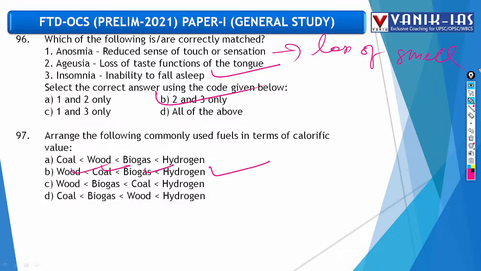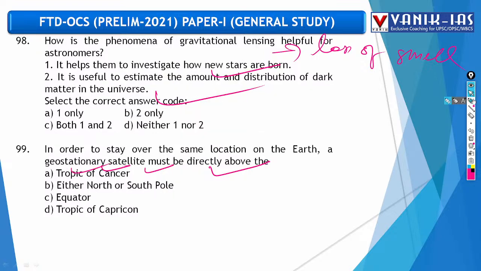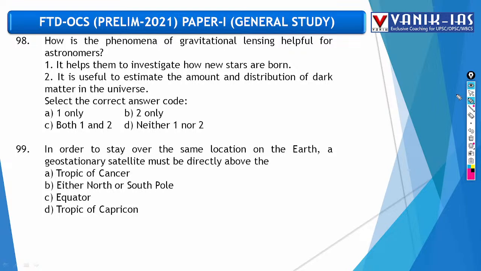Next question is regarding how the phenomenon of gravitational lensing is helpful for astronomers. It helps them to investigate how new stars are born. It also gives an estimate of the distribution of dark matter in the universe. So both the statements are right regarding gravitational lensing.